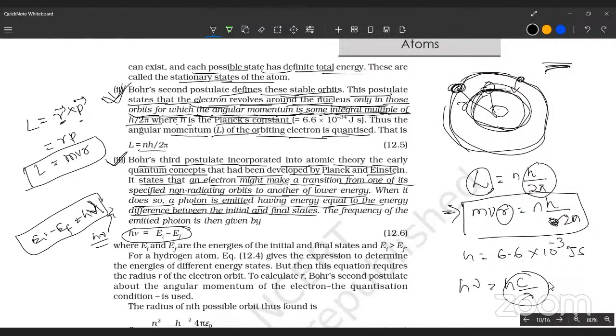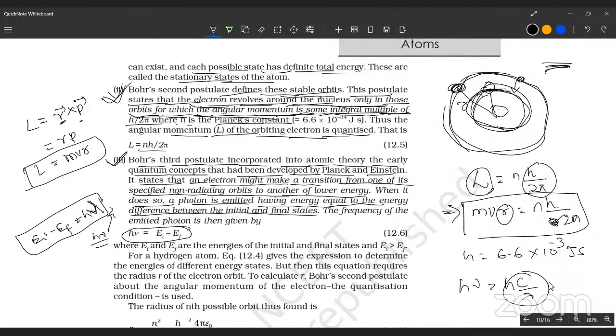So these are the three postulates that Bohr gave, and this is the modern theory of atomic structure: what the energy of the electron is, how these electrons are revolving, where they are revolving, and at how much distance from the nucleus. All these things are explained by Bohr in his postulates.